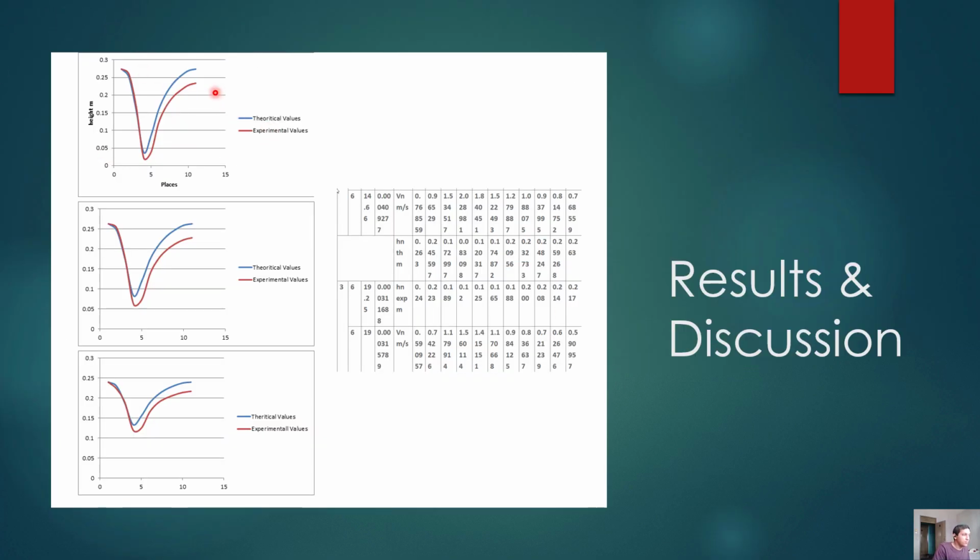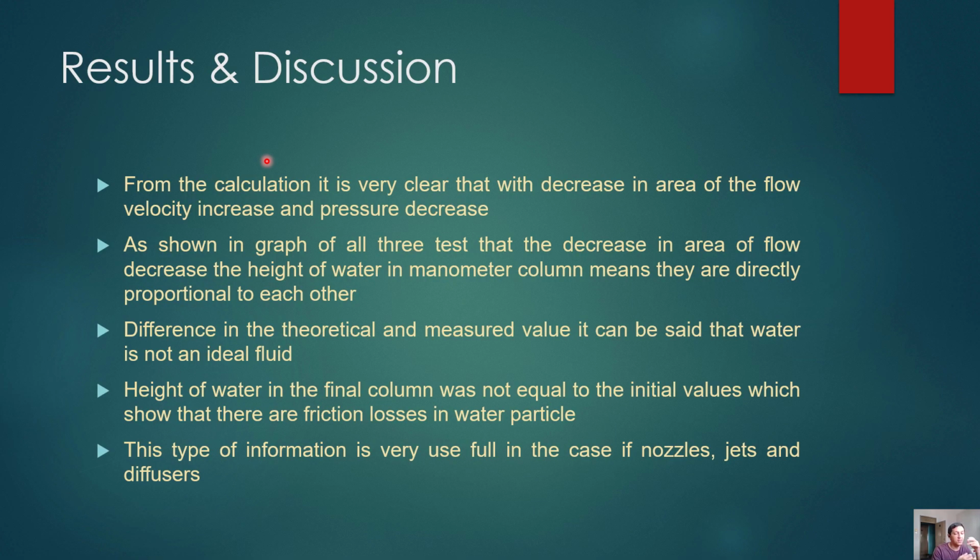These blue ones are theoretical values that we made into a graph, and red ones are experimental values. In the graph, you can see that theoretical values differ a bit from the experimental values, and actually this is one of the main reasons that we are doing this experiment. So let's come to the results and discussion.